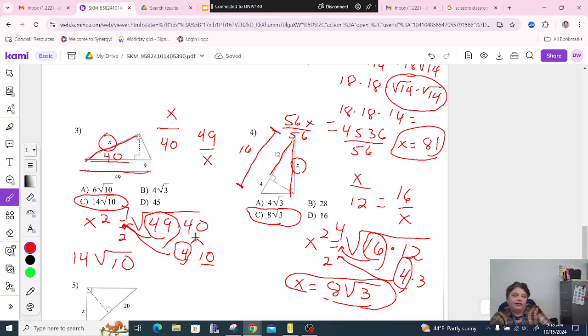Okay, so the geometric mean is the x. When it's on the outside, you use the side of the hypotenuse that this x touches, which is the 12, and then the whole hypotenuse, which is 16. Because 12 plus 4 is 16.